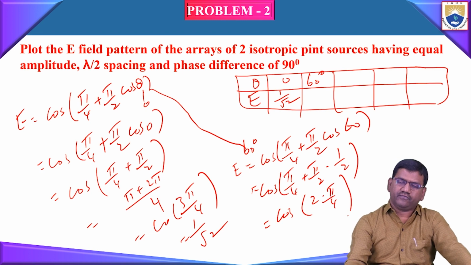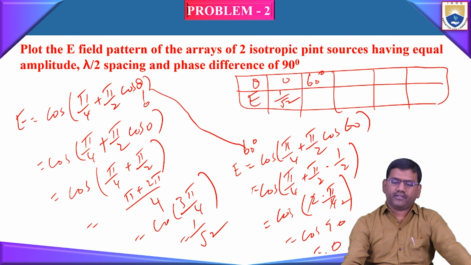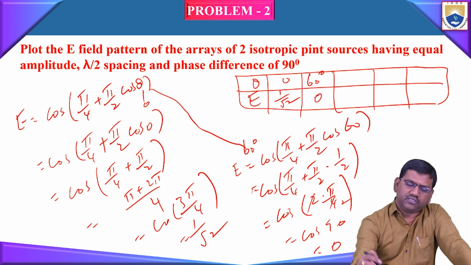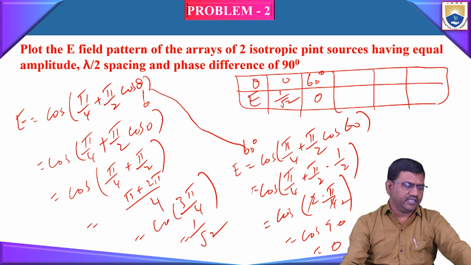2 into pi by 4. So 2 ones and 2 twos, you will get cos 90, which is equal to 0 here. So E is equal to 0. For different values of theta, we need to find out the value of E here.